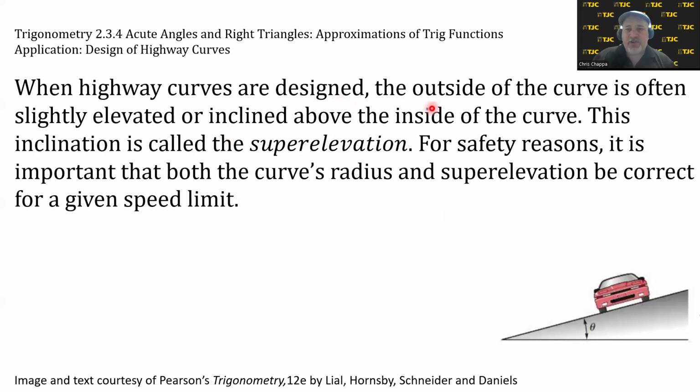When highway curves are designed, the outside of the curve is often slightly elevated or inclined above the inside of the curve. This inclination is called the superelevation. For safety reasons, it is important that both the curve's radius and the superelevation be correct for a given speed limit.